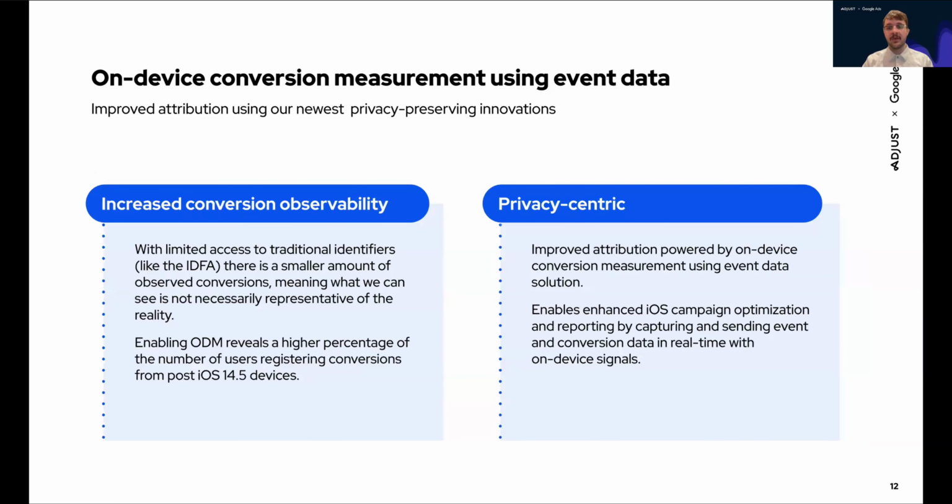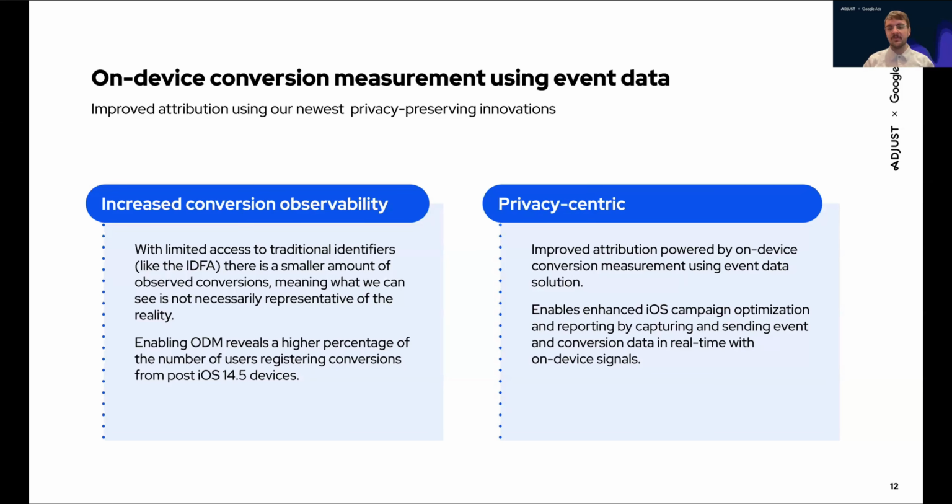ICM is powered by unique privacy-preserving measurement innovations, such as our on-device conversion measurement using event data solution. If you've been running iOS app campaigns with Google Ads, you're likely familiar with the initial version of our on-device conversion measurement solution. That version leverages your first-party data, like email addresses or phone numbers, to enhance the visibility of observed conversions within Google Ads. Then we expanded the solution to further improve conversion visibility at the event level.